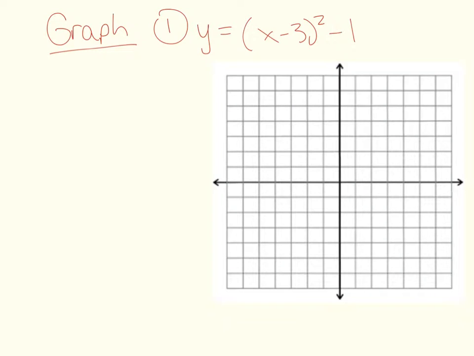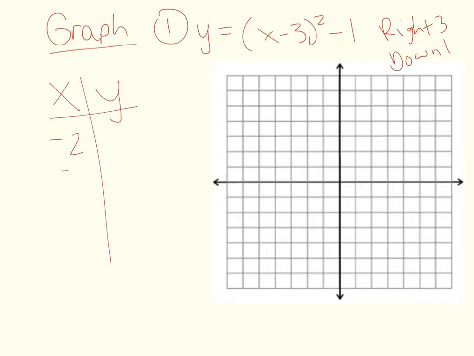So let's try some. For the first one, y equals (x minus 3) squared plus or minus 1. This one we do opposite the inside, so we're moving right 3 and down 1. The difference is the table. We're going to go back to using -2, -1, 0, 1, 2, but instead of finding the absolute value, now we're going to square those numbers. So -2 squared is 4, -1 squared is 1, 0 squared is 0, 1 squared is 1, 2 squared is 4. Just remember, a negative times a negative is positive, so that right side is all positive.